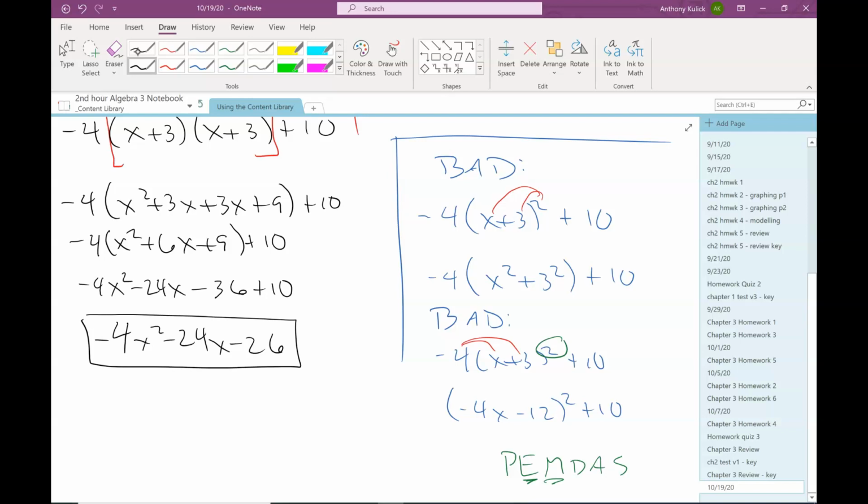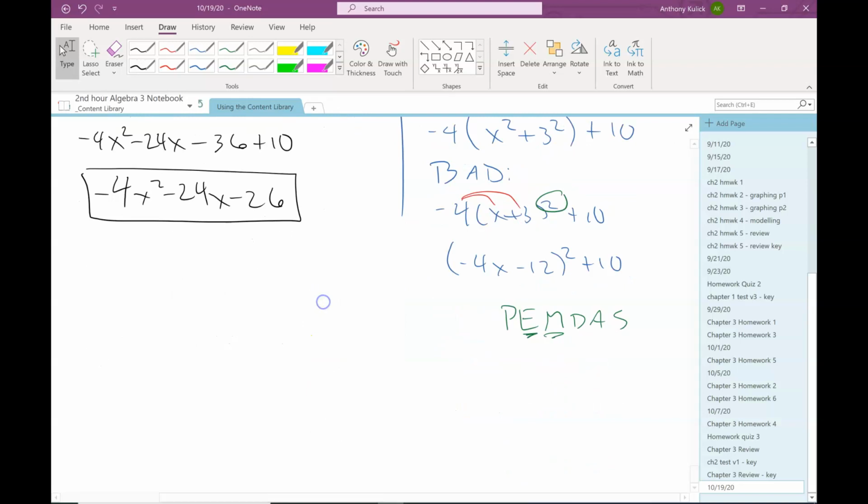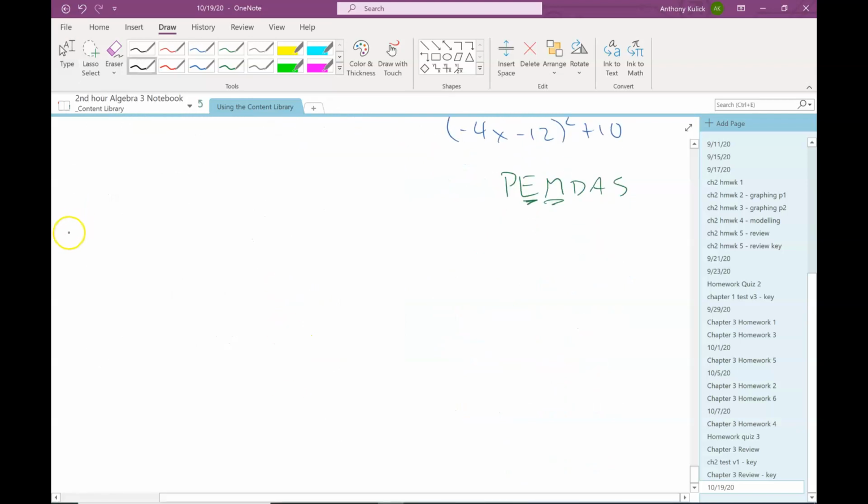The next one that we're going to talk about is going from standard form to intercept form. And the process there we said is factoring.